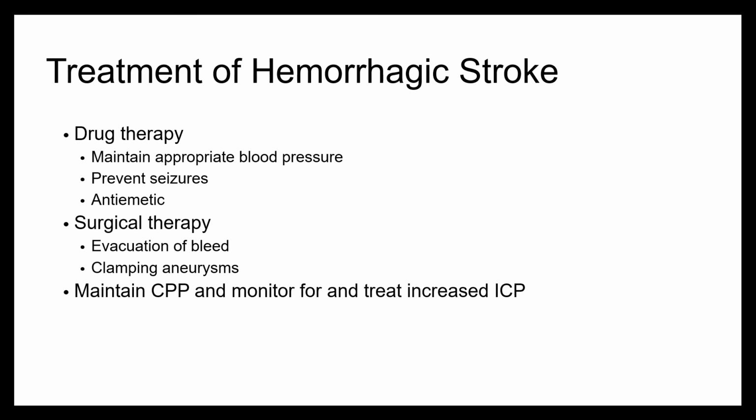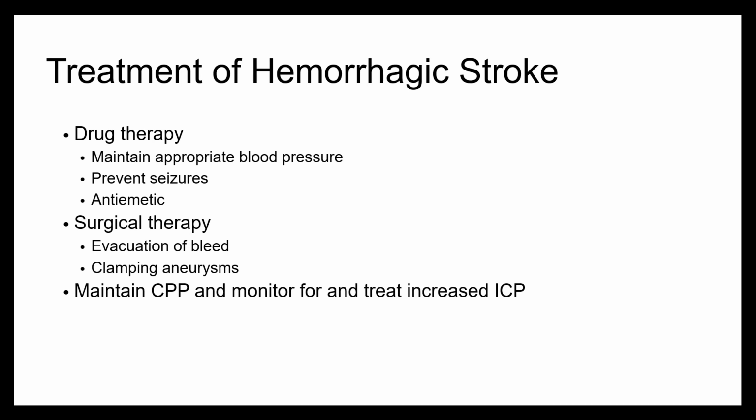However, if the area of bleeding is very large, the patient may be a candidate for surgery to remove the blood and relieve that pressure on the brain. In addition to evacuation of the bleeding, in surgical terms, they may also need to clamp an aneurysm to prevent any further bleeding as well from the ruptured vessel.